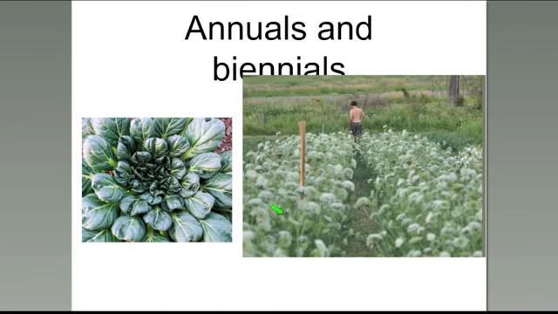You count back from your days to maturity, and you'll probably be planting carrots, for example, more in the 3rd or 4th week of June, maybe even as late as early July, so that when you harvest them, you can really see their ideal shape. So keep that in mind for biennials.